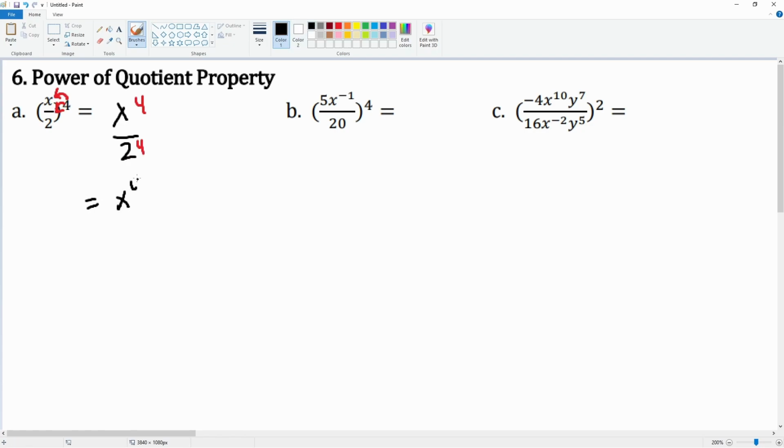Let's do some simplifying. So on top it is x to the 4th. Then on bottom we have 2 to the 4th power. That becomes 16. So that would be the final answer.